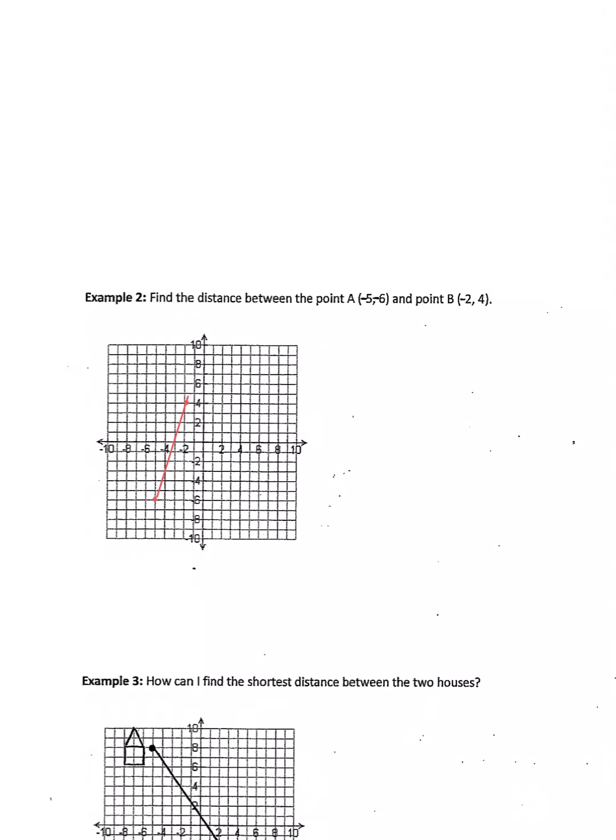Okay, so we want to find the distance of that red line. And again, it's on a diagonal, so I can't count that. So what I'm going to do is create a right triangle between those dots.